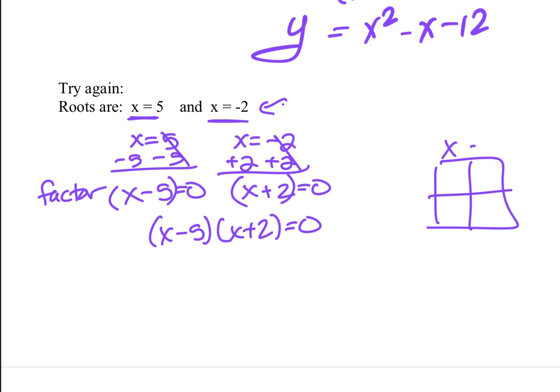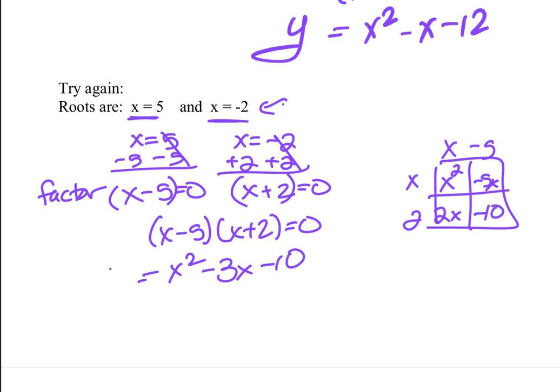So x minus 5, x plus 2, so it's x squared minus 5x and 2x, that would add to be -3x, and then this is -10 equals 0, but we want to go back to the original. So that equation would have zeros or roots at 5 and -2.